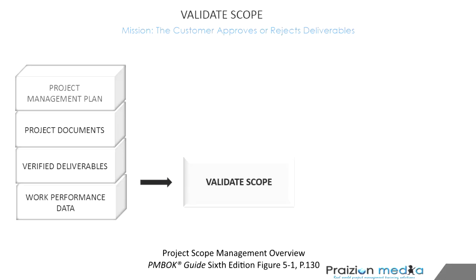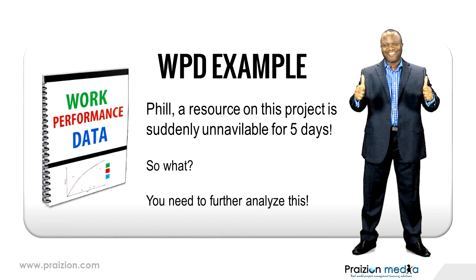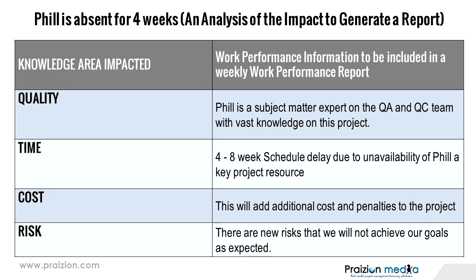The next input is work performance data. Get used to seeing this. This is a recurring theme throughout the PMBOK Guide 6th edition. Work performance data going in to a process, work performance information coming out of the process. Work performance data is your raw observations. Remember the example, Phil is not available. Okay, what is his unavailability going to do to the project? That becomes an analysis of the data, and it is called work performance information, which you'll see as an output of this process pretty soon.